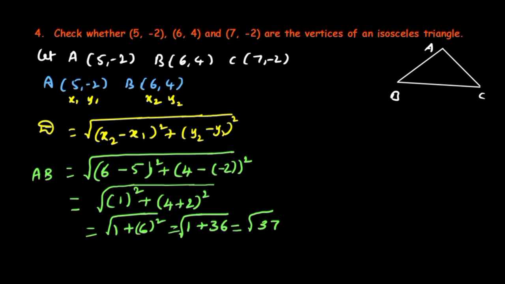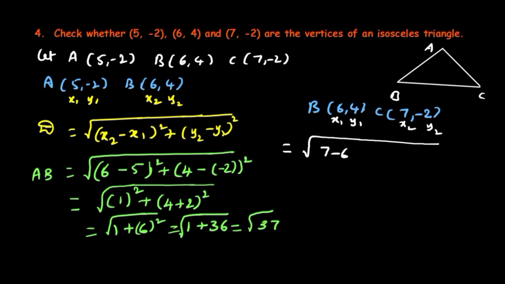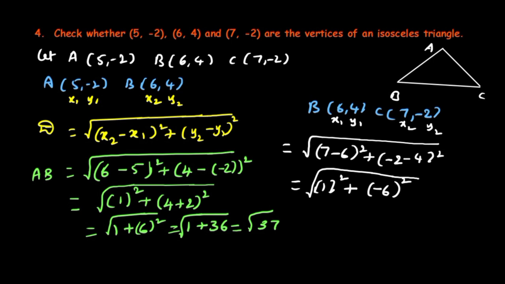Now I am going to find the distance between BC. B is the point (6, 4) and C is the point (7, -2). So this is x1, y1 and this is x2, y2. BC equals root of (x2 minus x1), 7 minus 6, whole square, and (y2 minus y1), that is minus 2 minus 4, whole square. 7 minus 6 is 1, so 1 square plus minus 6 whole square, which is 1 plus 36. So root of 1 plus 36 equals root 37. Yes, we got that the AB and BC distances are the same, root 37.